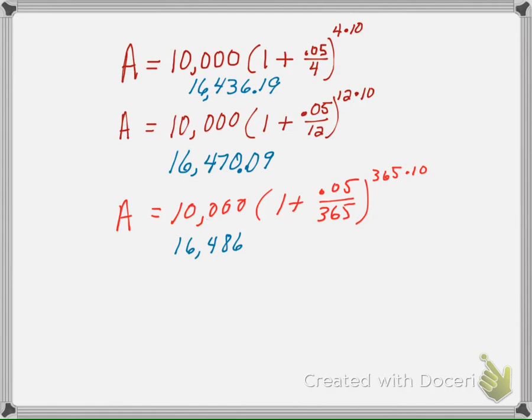So let's just jump up to like 1,000. Let's put n is equal to 1,000. Let's see what we get there. So $10,000, 1 plus 0.05. Now we have 1,000 in here, raised to the 1,000 times 10 power.